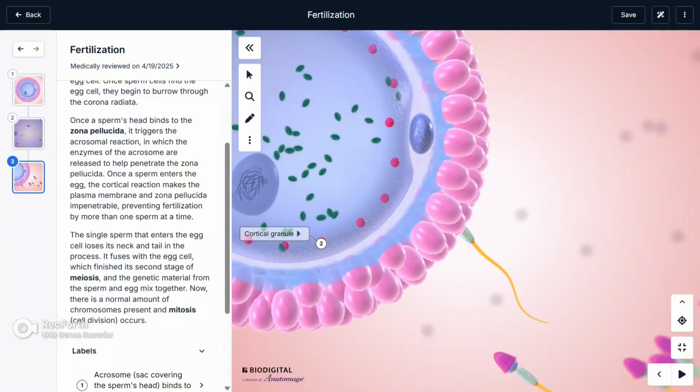It fuses with the egg cell, which finished its second stage of meiosis, and the genetic material from the sperm and egg mix together. Now, there is a normal amount of chromosomes present before mitosis, or cell division, occurs.